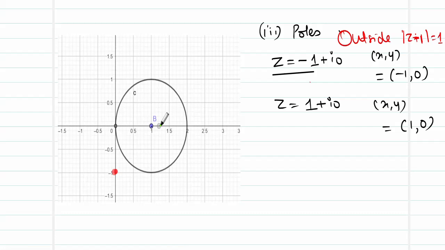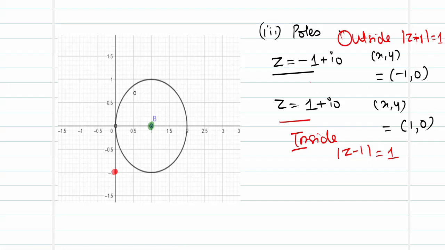Where is my point (1, 0)? Here is my point (1, 0). Where do you think this is going to lie? This point is going to lie inside my circle, which is mod z minus 1 equal to 1. So out of the two poles, one of the poles lies outside and one of the poles lies inside.